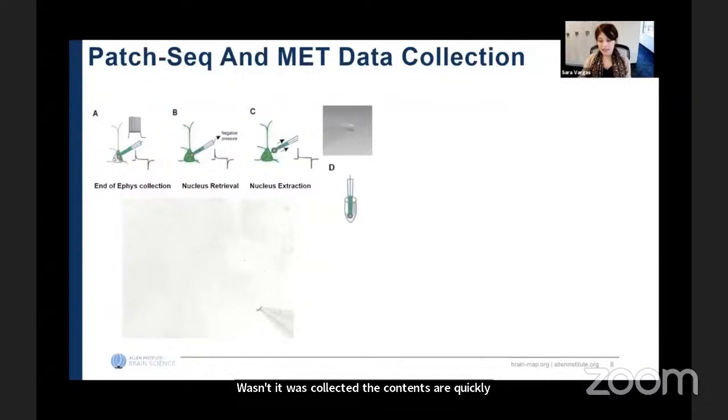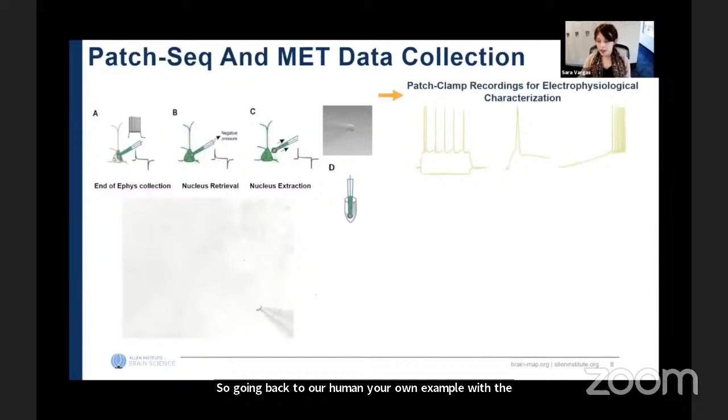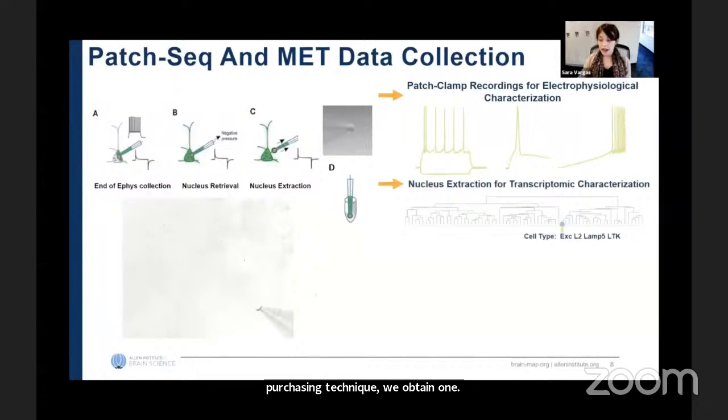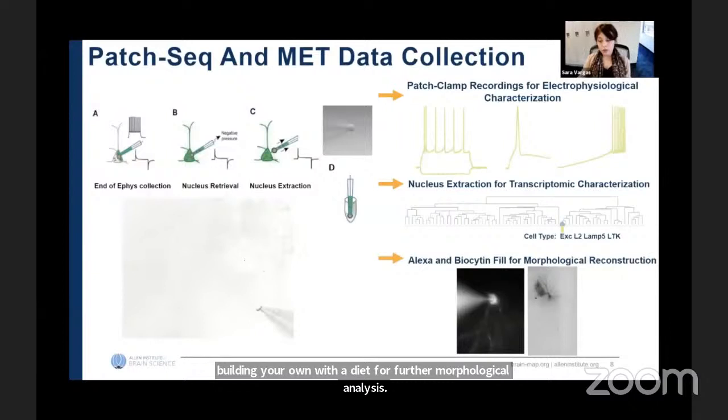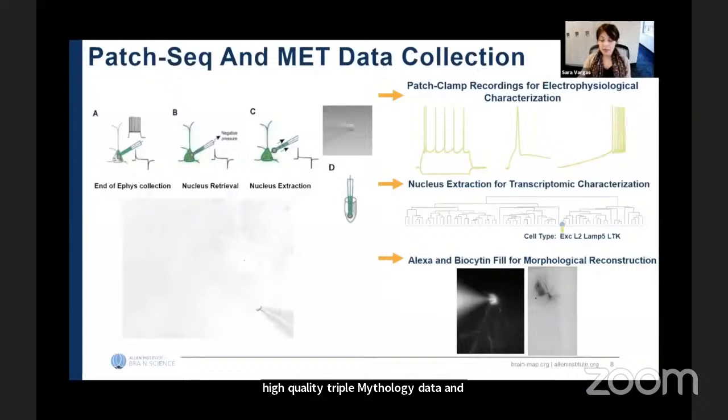So, going back to our human neuron example, with the patch-seq technique, we obtain one, the electrophysiological features for this human cell, two, high-quality mRNA via the extraction of the nucleus for transcriptomic characterization, and three, we fill the neuron with a dye for further morphological analysis. And so with this, the IBSC pipeline concludes the collection of high-quality triple modality data. And now, Rustin will tell you about the process for transcriptomic data generation.